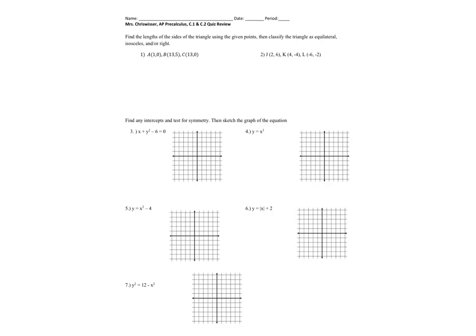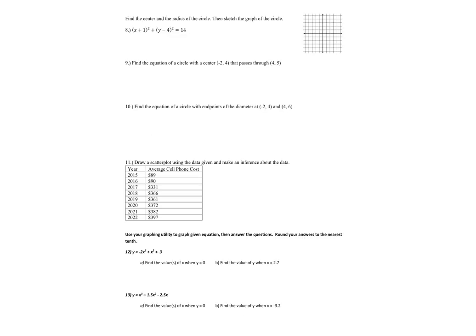So all of the front page, no calc. That's on the non-calc section. All of the second page until you get to here, non-calc. Then on the bottom, it says, use your graphing utility to graph the given equation, answer the questions. And it says round your answer to the nearest tenth. We're going to go to 3 decimal places because that's what you're always going to do throughout the whole year. So we're just going to keep it consistent, okay? That's what your AP exam is going to do.